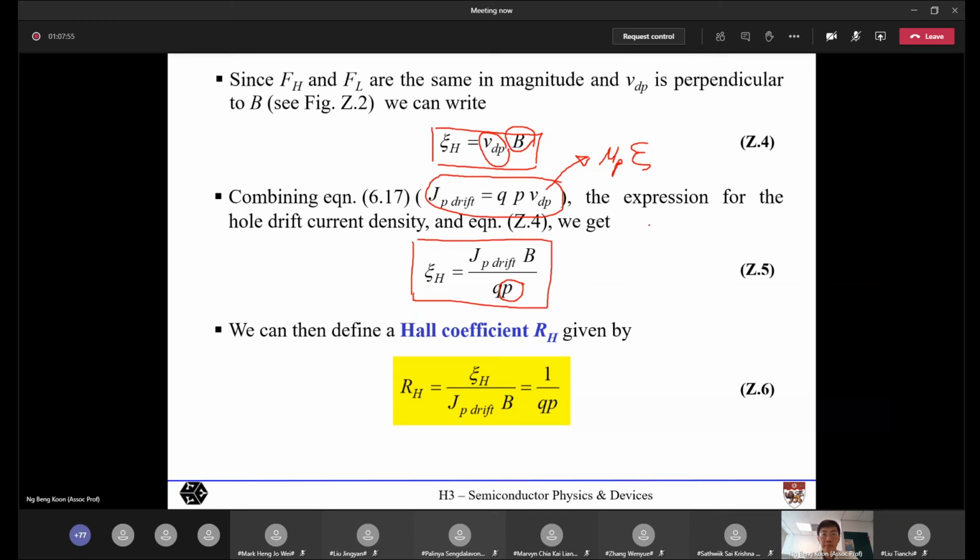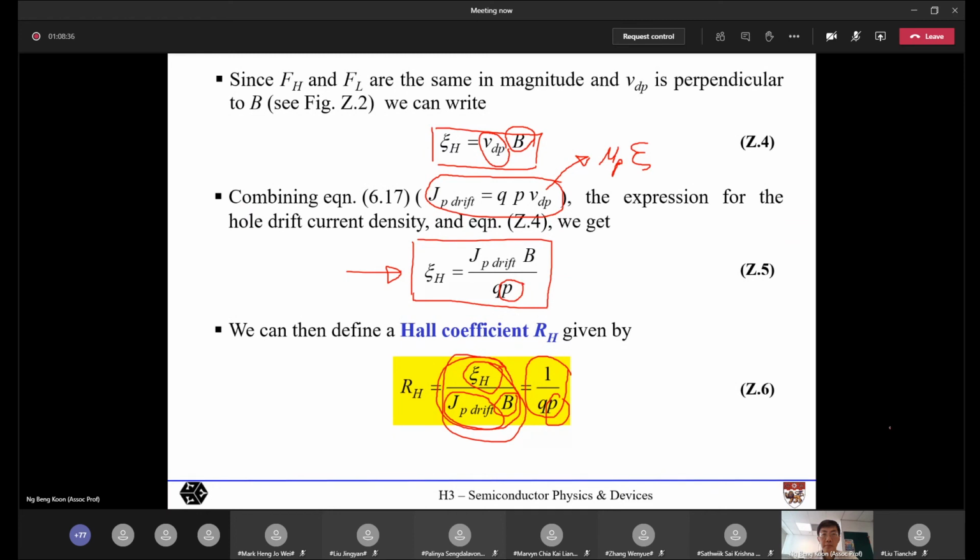So in this experiment, we have a parameter that's defined called the Hall coefficient, which is given by the ratio of the electric field with the drift current density and the magnetic field. That's called the Hall coefficient. And in fact, from this equation here, this Hall coefficient is simply 1 over Q multiplied by P. So what it means is that if you can determine the Hall coefficient from this group of terms here, I can effectively find out what's the hole concentration in your semiconductor.